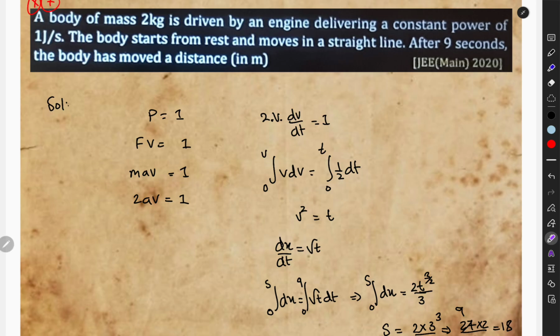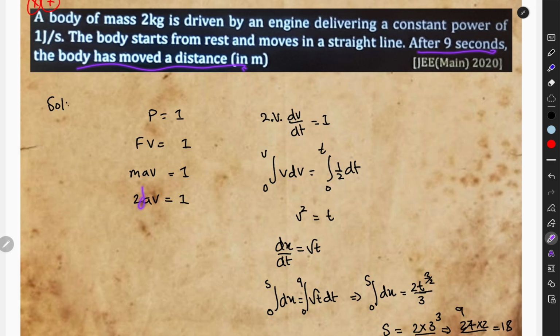So again, a question based on constant power. A body starts from rest and moves in a straight line. After 9 seconds, the body has moved a distance in meters. They have given the mass is equal to 2 kg, and it is driven with constant power, which is 1. So F is equal to 1, m a v is equal to 1, and mass is given as 2. So 2av is equal to 1. Okay, what are they asking? After 9 seconds, the body has moved a distance.